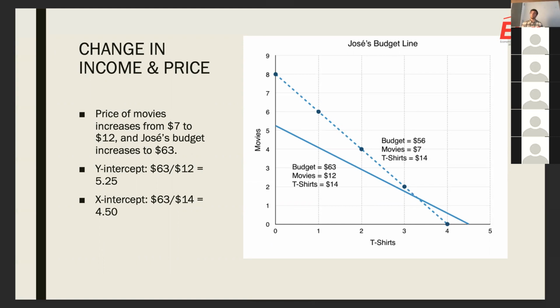So for example, if we have the price of movies increase from $7 to $12 and Jose's budget increases to $63, then the y-intercept will fall to 5.25 and the x-intercept will fall to 4.5, excuse me. And it's okay to have decimals here as long as your prof has not outlined otherwise, simply because we're always going to assume that our goods are infinitely divisible.